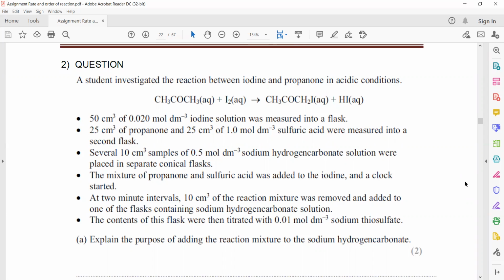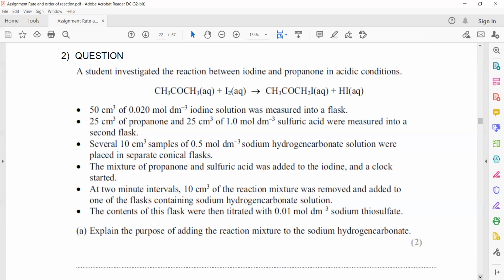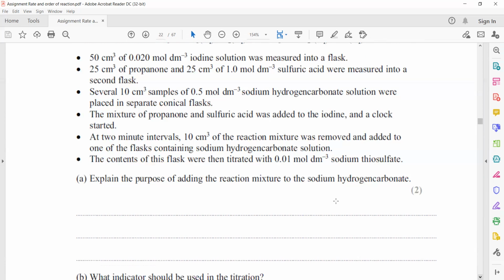Explain the purpose of adding the reaction mixture to sodium hydrogen carbonate. To neutralize the acid catalyst, and to stop the reaction. To quench the reaction, to stop the reaction, to slow down the reaction, you can mention, so that the acid does not react with thiosulfate as well, because otherwise the acid can also react with thiosulfate.